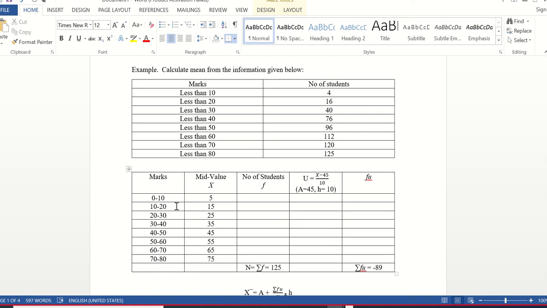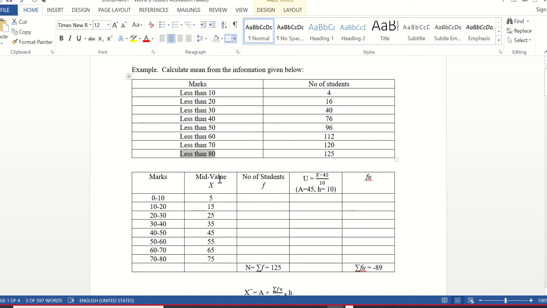And then we have less than 40. Less than 40 would be changed into 30 to 40, then 40 to 50, 50 to 60, and till 70 to 80 we will change, right? So this less than 80 would be changed into 70 to 80.